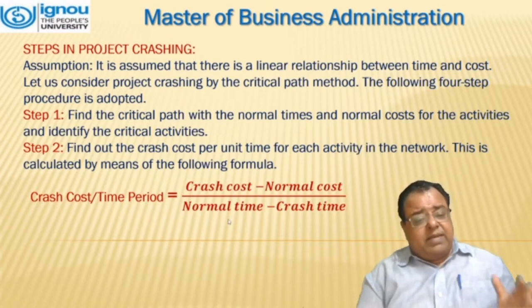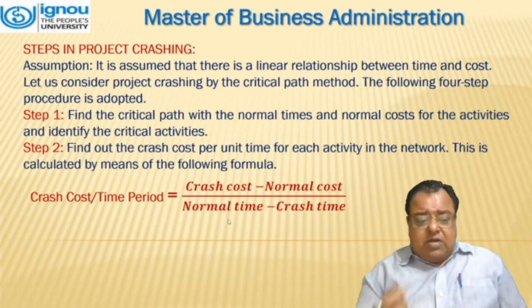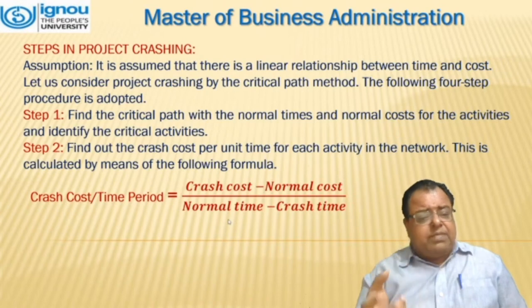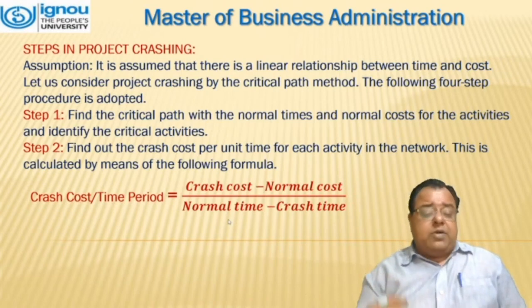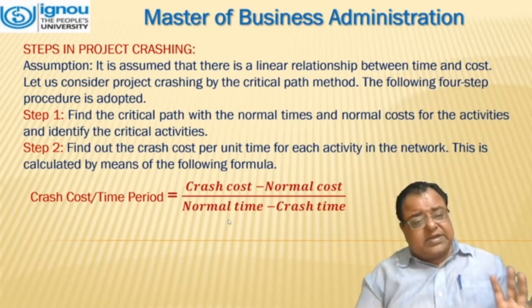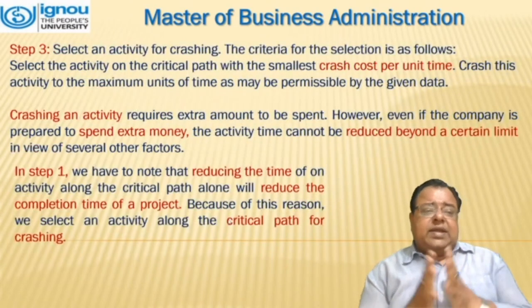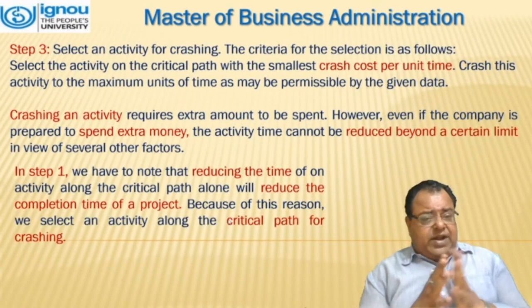This is calculated by means of the formula. The crash cost per time period is crash cost minus normal cost upon normal time minus crash time. This is a standard formula that we will be using. Step 3 is select an activity for crashing.